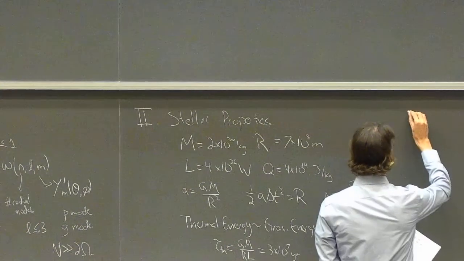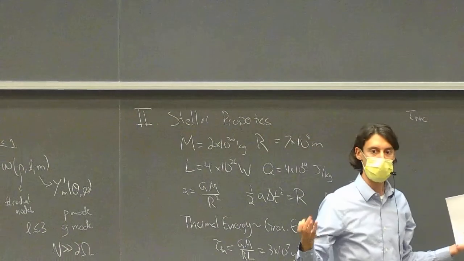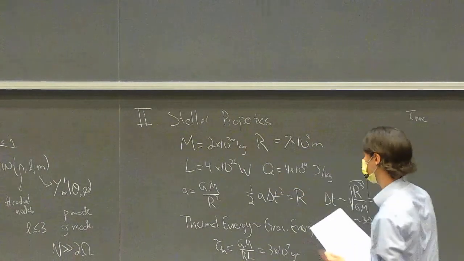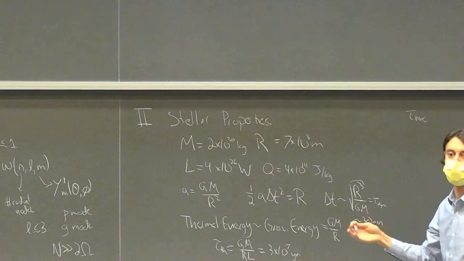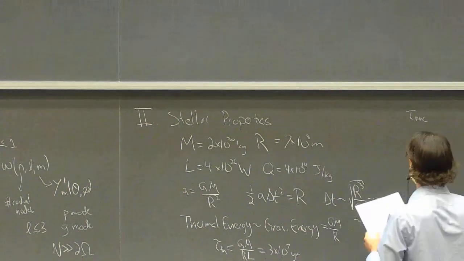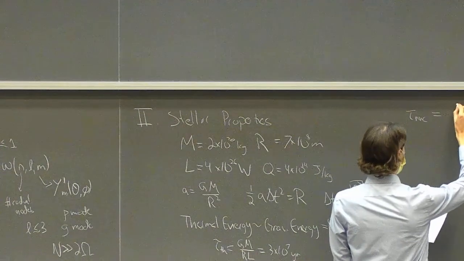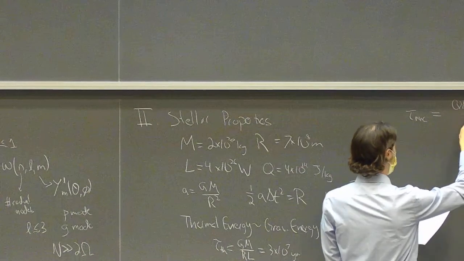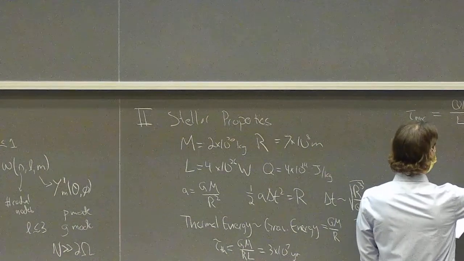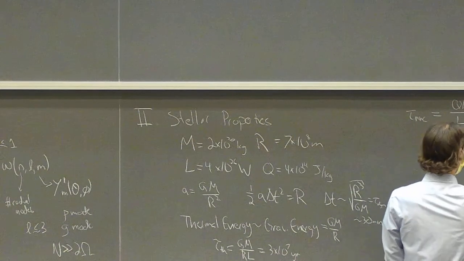Last timescale is the nuclear timescale. So the amount of energy that's available for nuclear reactions is given by Q times the mass. Now, not the entire mass is hydrogen, and not all of the hydrogen ends up getting burnt, but just for order of magnitude, this is going to be Q times m. That's the amount of energy associated with nuclear reactions over the luminosity. So this is kind of like the lifetime of the sun. You get 10 to the 10 years.